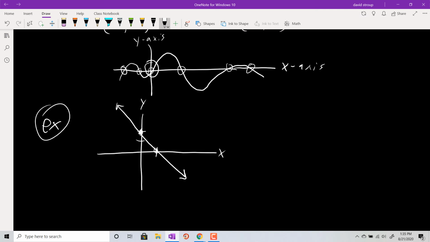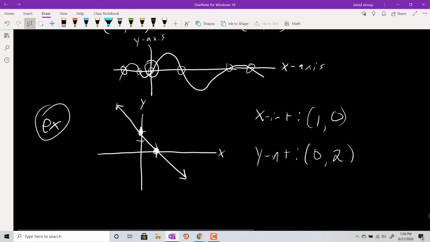Okay, so the line is going through these points. And the question is, what is the x-intercept? What is the y-intercept? Usually I write them as ordered pairs. So for the x-intercept, y is always 0, and for the y-intercept, x is always 0. Or sorry, vice versa. Okay, so the x-intercept clearly is at 1, and then the y-intercept is clearly at 2. That's kind of simple.